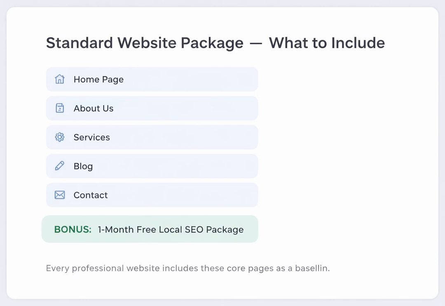The instructor breaks it down simply. Every website you build for a client should include 5 core pages: a home page, an About Us page, a services page, a blog section, and a contact page. These are the baseline, the minimum that any professional website needs. But here's where strategy comes in.